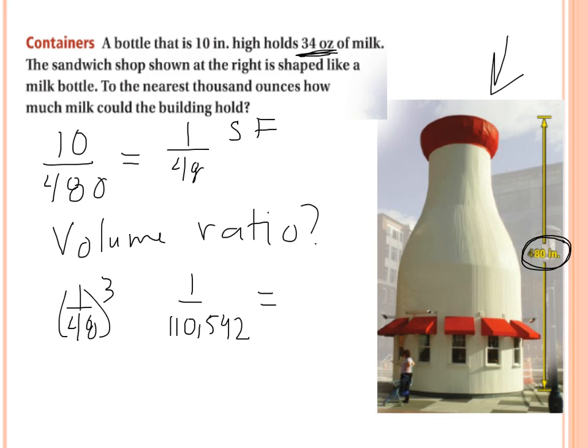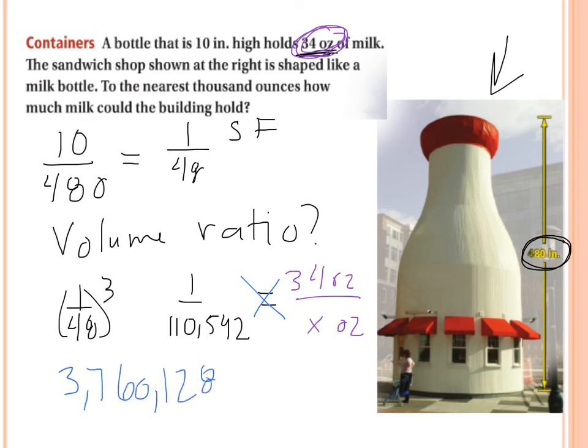So I'm going to set that equal to, it says my small bottle holds 34 ounces. And I want to figure out how many ounces the big bottle would hold. And now look at what I got. A fraction equal fraction. Cross multiply and solve. And you would get, if you were to put milk in this milk jug, 3,760,128 ounces of milk. Drink up.